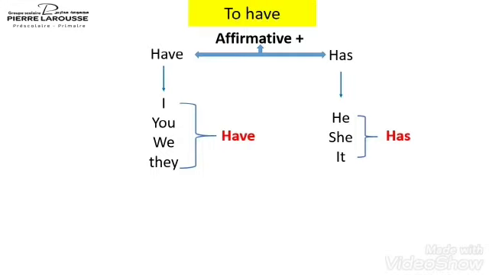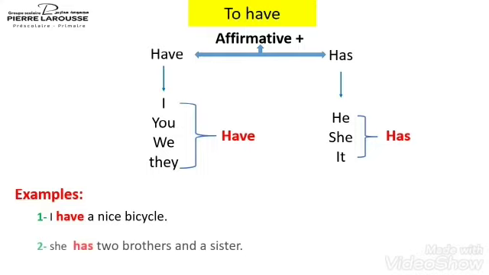So verb to have in the present is have and has. Have with I, you, we, and they, and has with he, she, and it. Okay, let's see some examples. I have a nice bicycle. So here the subject is I. So I'm talking about myself. That's why I say have, not has. I have a nice bicycle.